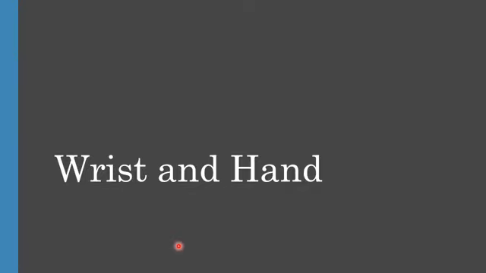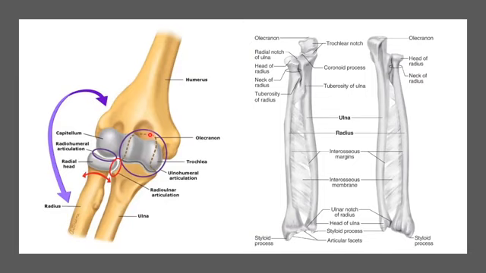All right, class, this is the wrist and hand lecture. A brief overview of the contents discussed in the elbow and proximal forearm lectures. Remember, the elbow joint is comprised of the articulations between three main bones.